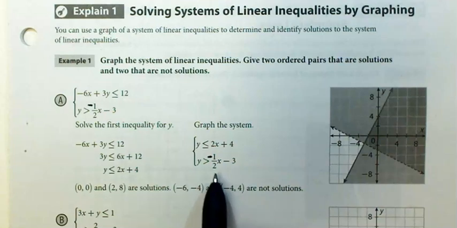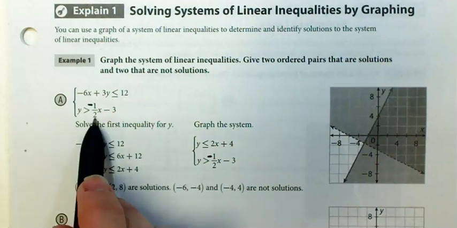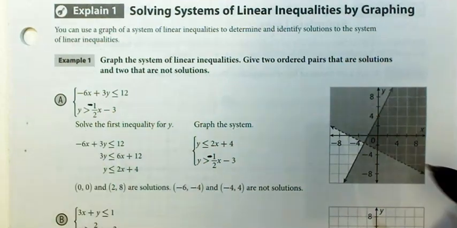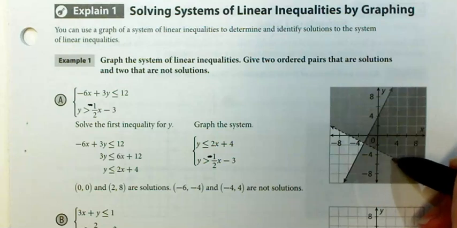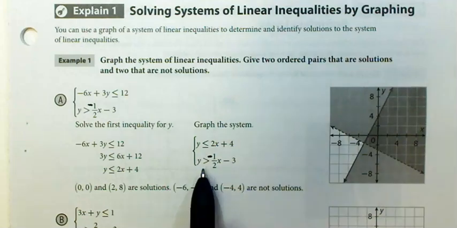Okay, the other line is already in slope-intercept form. So we start at a y-intercept of -3, go down 1 and over 2, down 1 and over 2. Okay, and that creates this line. We're going to make that one a dashed line because it just says y is greater than.